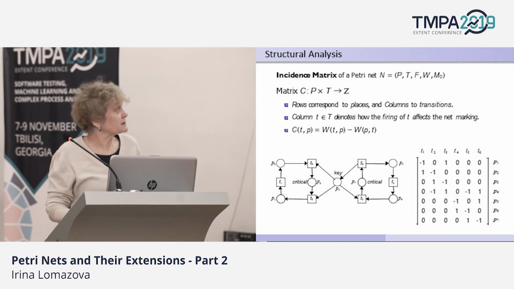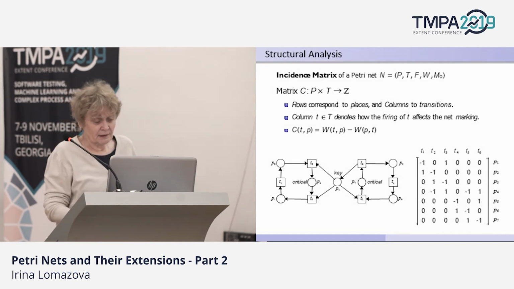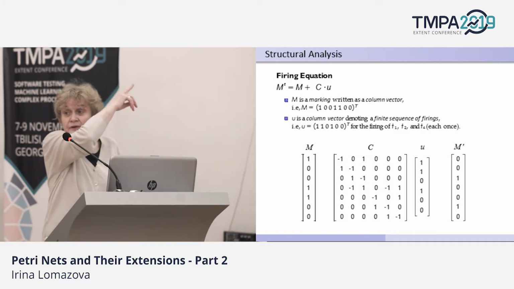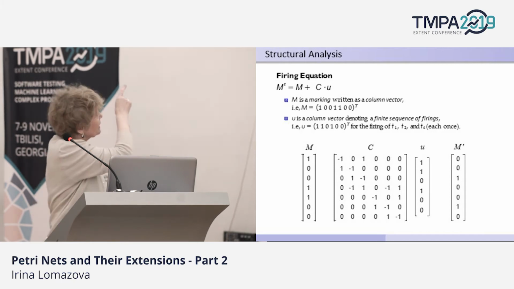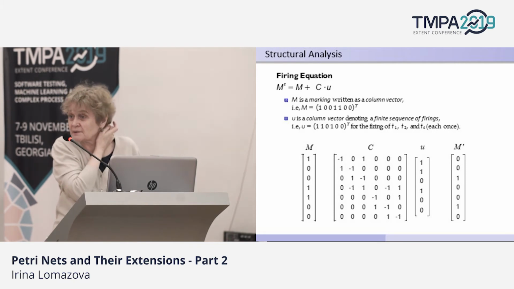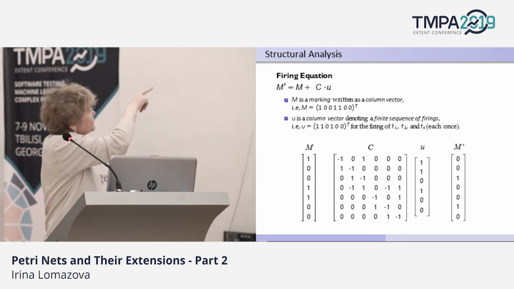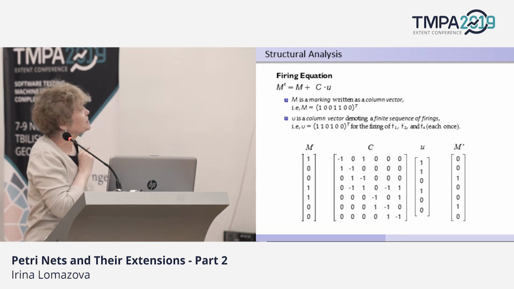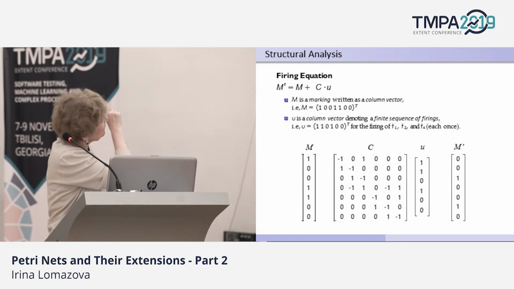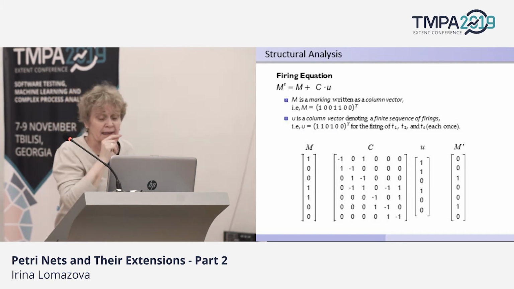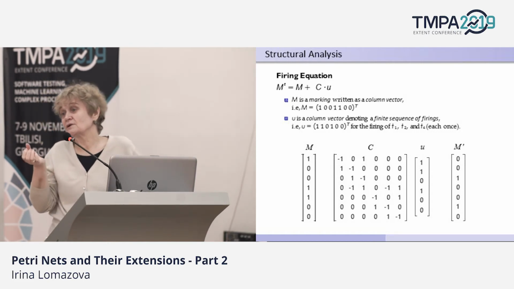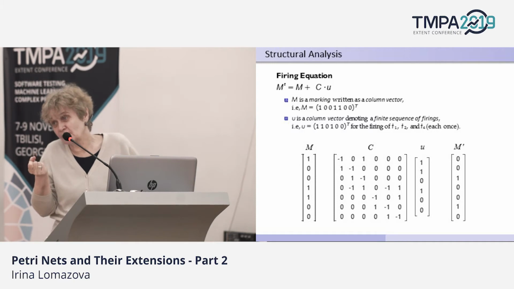Next slide. This is an incidence matrix, and so what happens? We have a marking. You see this column vector, which designates 1 token in the first place, 0 tokens in the second place, and so on. We have this incidence matrix, which actually consists of rows which characterize transitions. When we have a transition, you know that it consumes tokens and produces tokens.